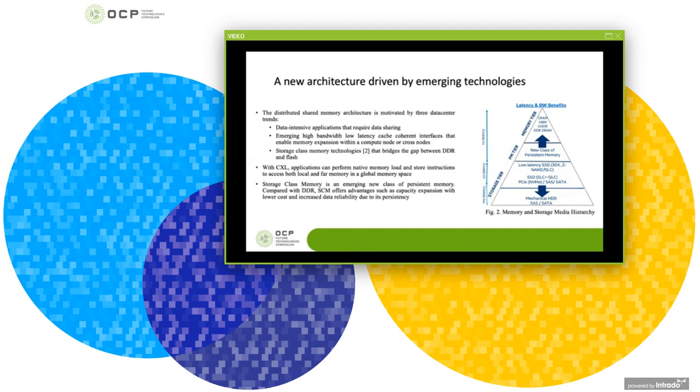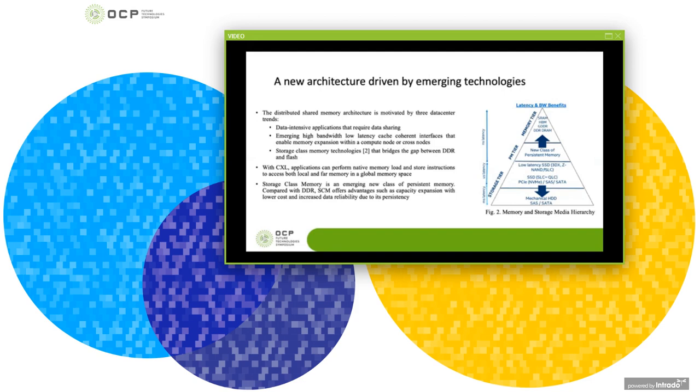The distributed shared memory architecture is motivated by three data center trends. Number one is data-intensive applications that require data sharing. Number two is emerging high bandwidth, low latency cache coherent interfaces that enable memory expansion within a compute node or cross nodes. Number three is storage class memory technologies that bridge the gap between DDR and flash.